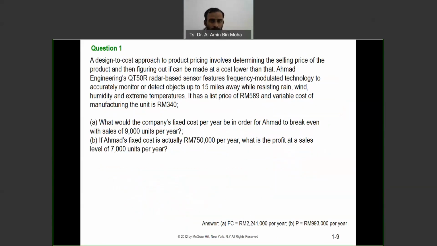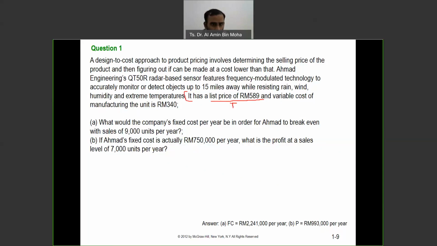Okay, and here is the question as usual, which I hope you can try, but let's try together. A design to cost approach to product pricing involves determining the selling price of the product and then figuring out if it can be made at a cost lower than that. Ahmad Engineering's QT50R radar-based sensor features frequency modulated technology to monitor or detect objects up to 15 miles away while resisting rain, wind, humidity, extreme temperature. Okay, that's the whole story. The most important things are here. It has a list price, 587. So what is list price? This is the selling price.